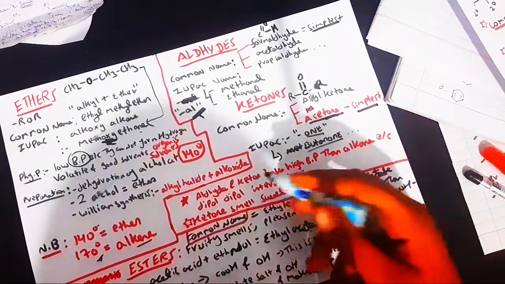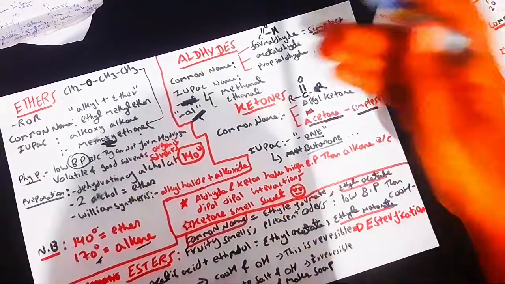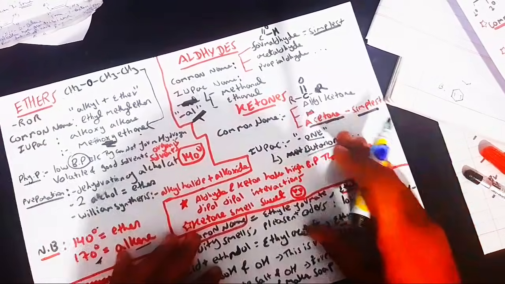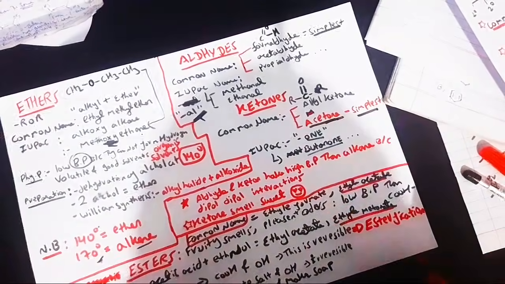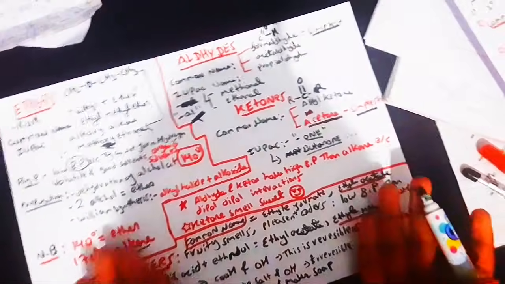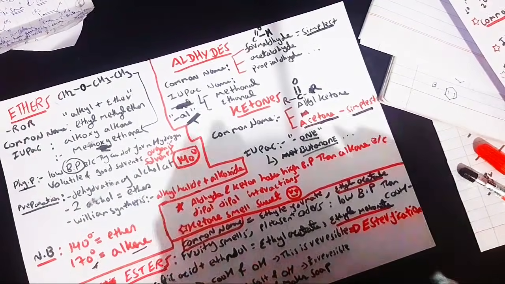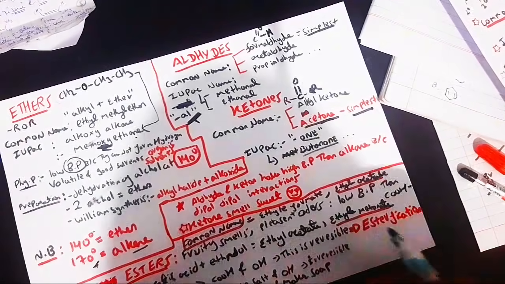So aldehydes and ketones have higher boiling points than the alkanes because of the dipole-dipole interaction. So here, ketones smell sweet. They're usually used in perfumes. So that's why they're sweet.